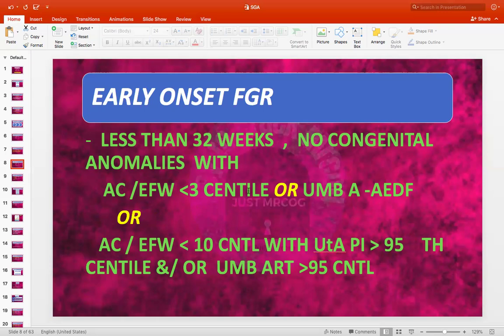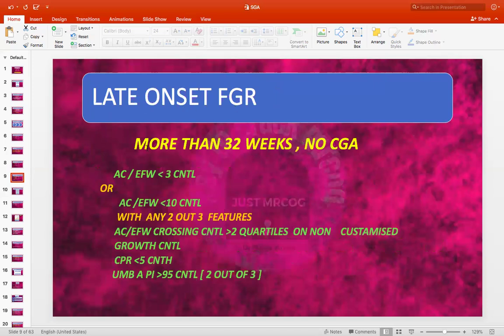This you have to memorize. This you have to memorize. And this you have to memorize. Either 3rd centile, or umbilical artery, or 10th centile with increased PI. What is late onset? When more than 32 weeks, no gross congenital anomaly. AC and EFW less than 3rd centile, AC and EFW less than 10th centile, and at the 10th centile we have to have extra features. So here the extra features are PI, CPR, and more than two quartiles.